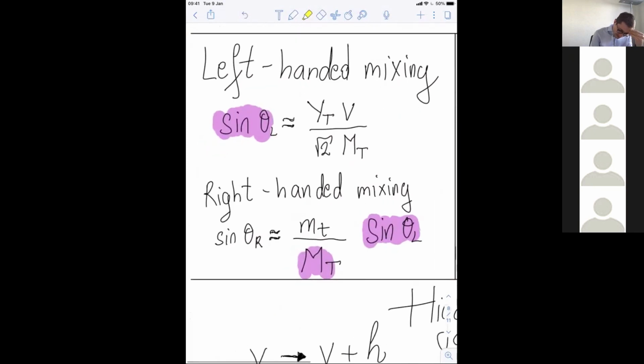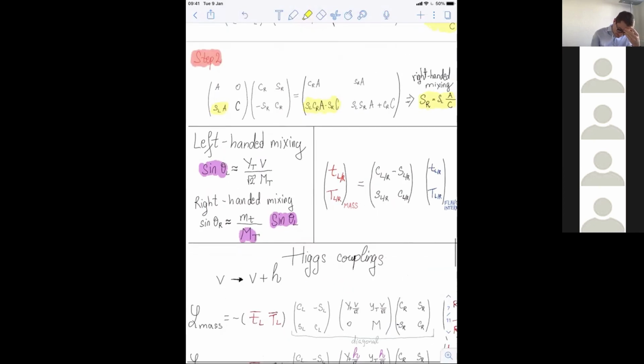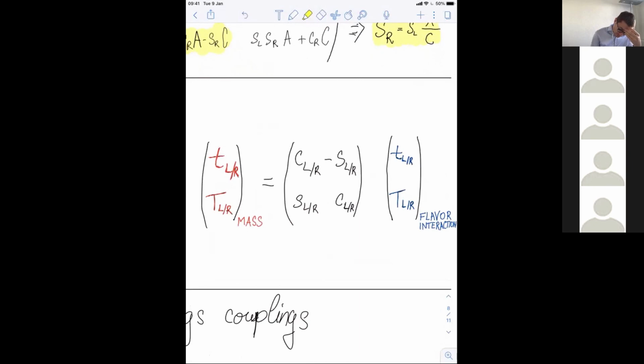what we get out from this exercise is that the mixing angle, the left-handed one, is the ratio of the off-diagonal Yukawa over the mass of the heavy guy. And the right-handed mixing is the left-handed mixing times the ratio of the mass of the top quark to the top partner. So right-handed mixing is smaller than the left-handed mixing. Okay? So how do we go from interaction basis to the mass basis? So we are doing these rotations with the left-handed and the right-handed mixing angle.